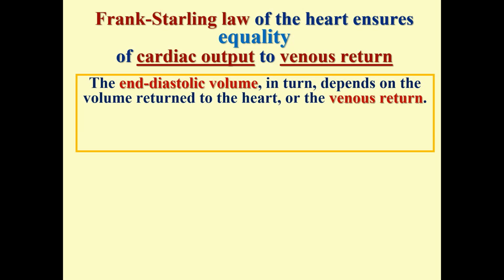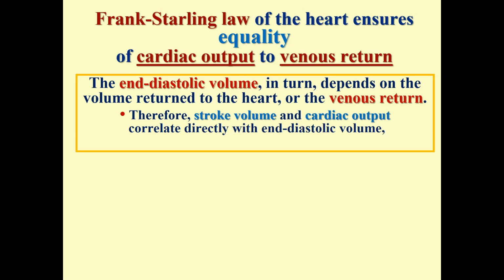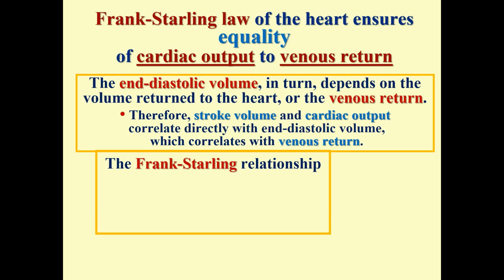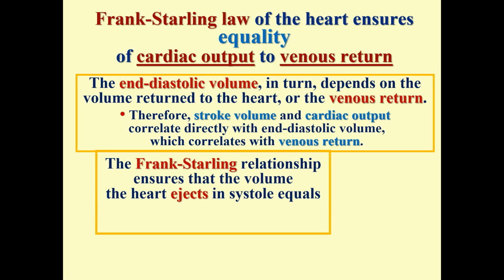So it's venous return. And therefore, if force of heart contraction depends on the end diastolic volume, we can go further and say that venous return determines finally the force and generally cardiac output. So stroke volume and cardiac output correlate directly with end diastolic volume and finally with venous return. And this is very important, that Frank-Starling law provides that the volume that heart moves to the systemic circulation, for example, in general, ejects in systole, equals the amount of blood that comes to the heart, which it receives.